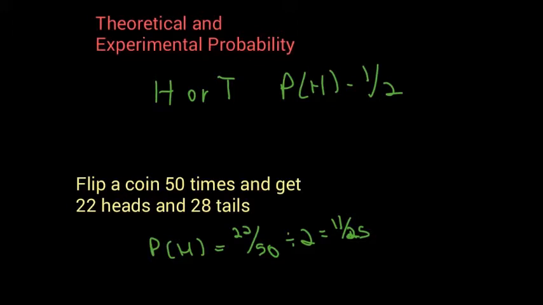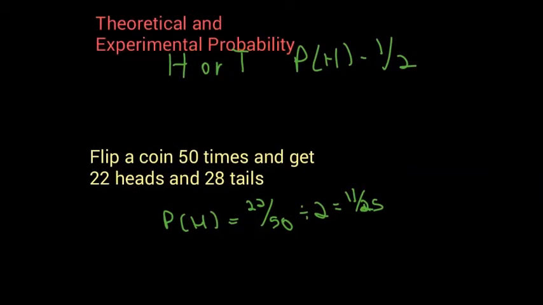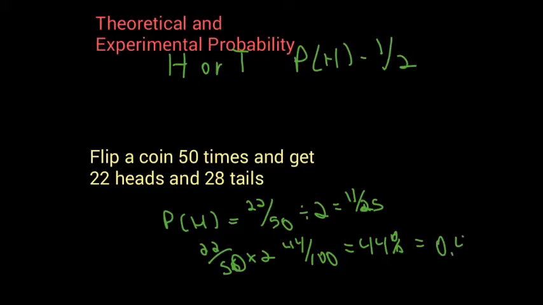You can also see probability written as a decimal and a percent. If I wanted to convert this to a decimal or percent, the easiest way would be to make it a percent. So 22 out of 50, if I multiply that by 2, I get 44 out of 100, which equals 44%, or, as a decimal, 44 hundredths. So you need to be able to write your probabilities as a simplified fraction, a percent, or a decimal.